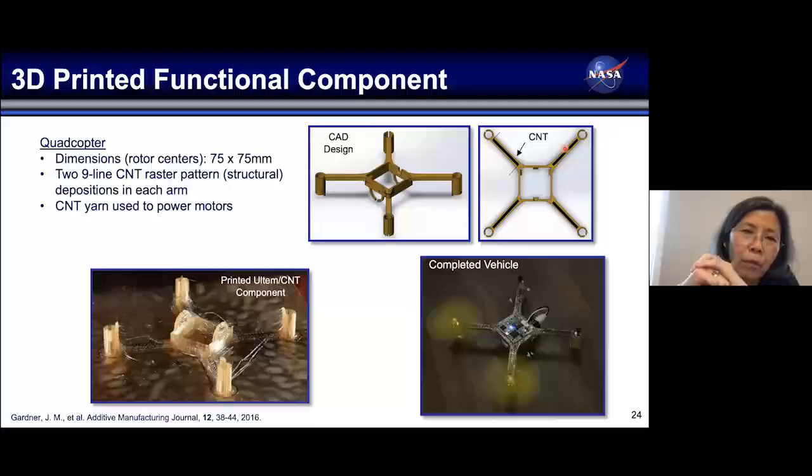And so what we did was print a quadcopter. You go from a quad design, and the carbon nanotubes were laid in the arms to enhance the mechanical properties. We also used it as a wire for hooking up the battery to the motor. This is a small quadcopter, but we printed it. It's got carbon nanotube yarn in it. The yarn functioned as a mechanical reinforcement as well as a wire, and we were able to fly this vehicle. So it was a cool experience.